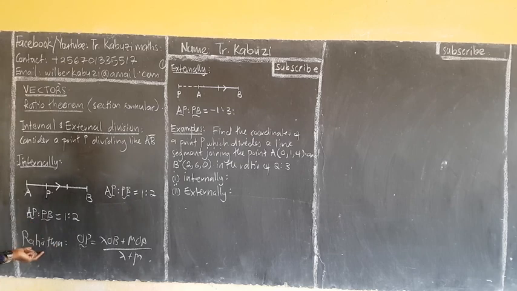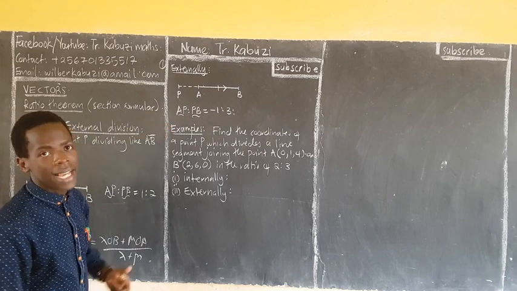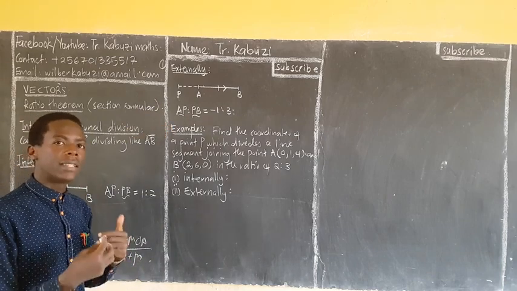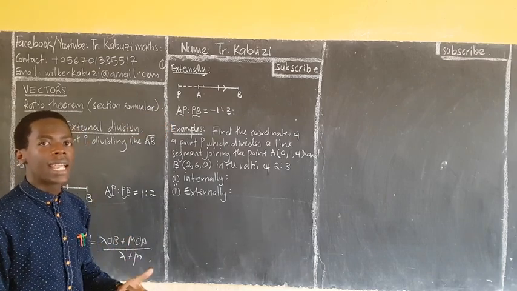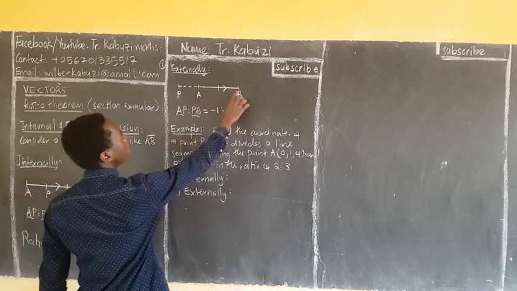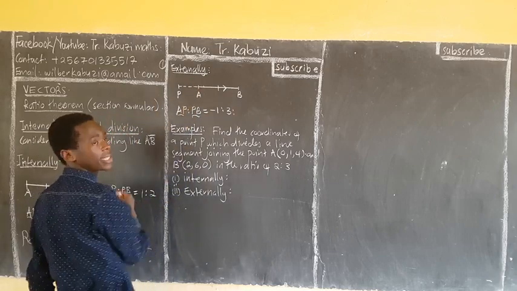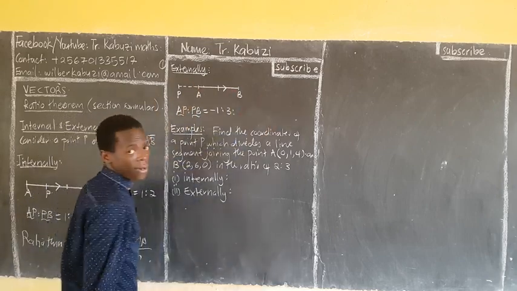So don't forget the ratio theorem also. Now, when I come to external, it means that the point that is dividing is outside the line or beyond that line. So if this is my line AB, this point can be on this side or on this side. If it's this side, it's external, and if it's this side, it's also external division.